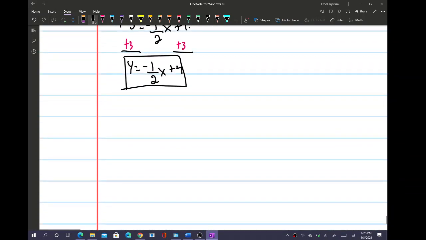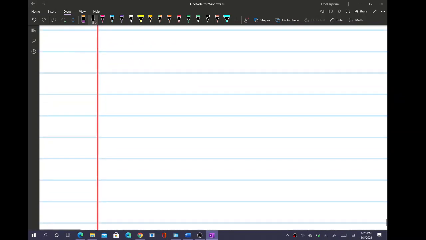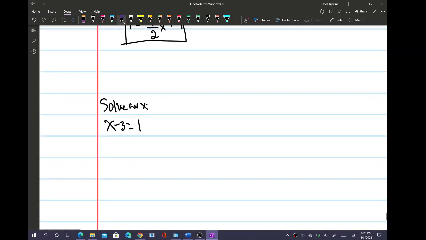Okay, so let's see, what else? I'm trying to think. So now we're going to get into linear equations. Let's say we have something like x minus 3 equals 1. We want to solve for x, right? So we're going to add 3 on both sides, and you get x equals 4, right?